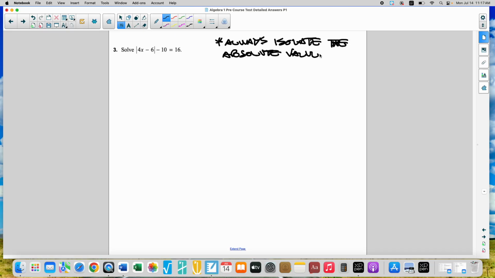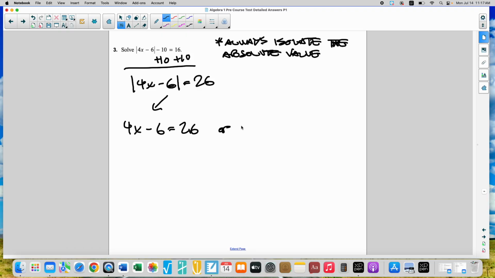We have to get the absolute value bars by itself, so let's add 10. We get the absolute value of 4x minus 6 equals 26. And so what this is saying is, hey, what number has a distance of 26? Well, negative 26 and positive 26 could be in here. So what we do is we write two statements. We write 4x minus 6 can equal 26, or 4x minus 6 can equal negative 26. Because if I have negative 26 in here, I have to take the absolute value, which would give me 26.